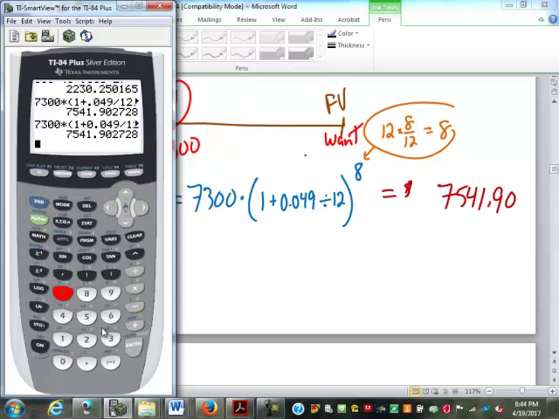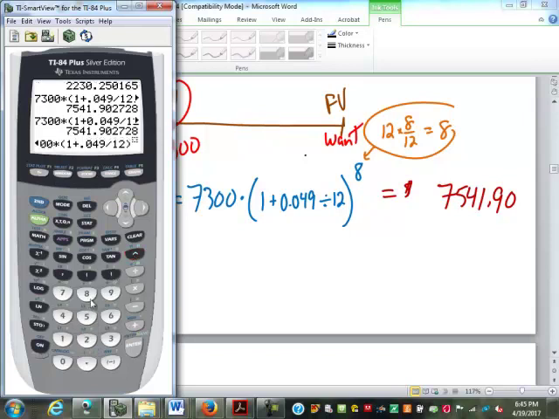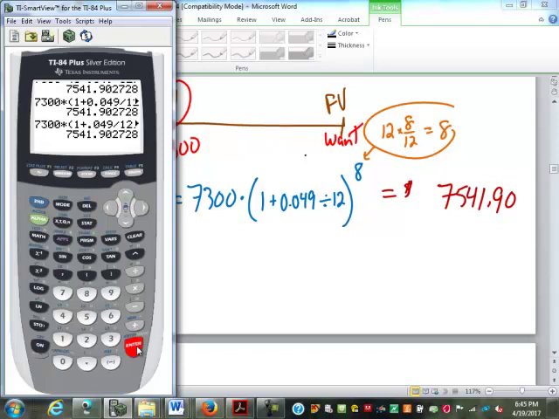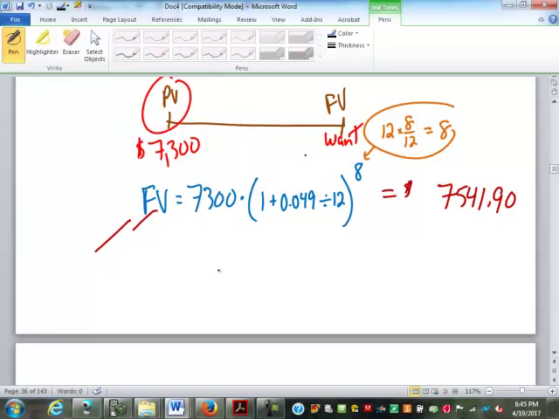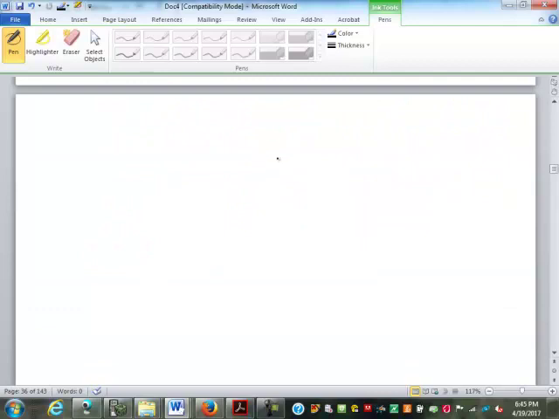So let's punch it in together. 7300 times open parentheses 1 plus 0.049 divided by 12 close parentheses caret 8. Something wasn't okay. We got her going now. That's what matters.